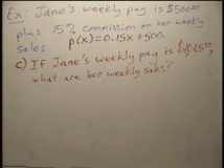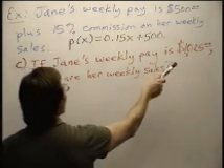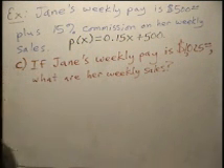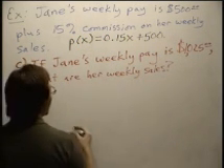If Jane's weekly pay is $1,025, what are her weekly sales? This is different from the previous question, not only because we have a different dollar amount, but because what we already know is her pay and we want to find her sales. In the previous example, we knew her sales and we wanted to find her pay. So what does that mean?